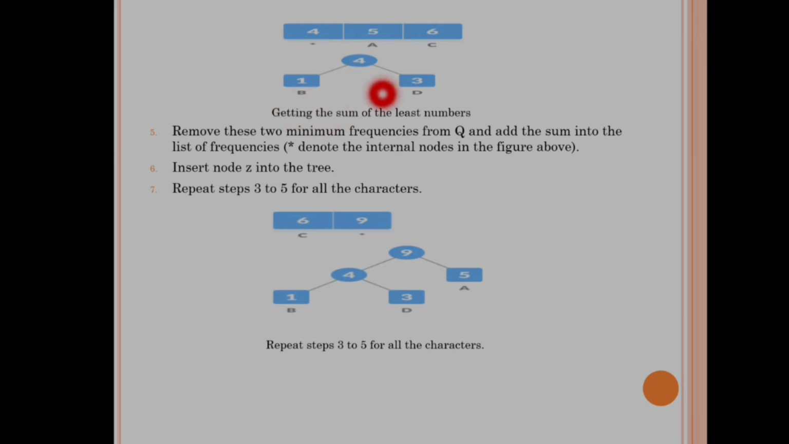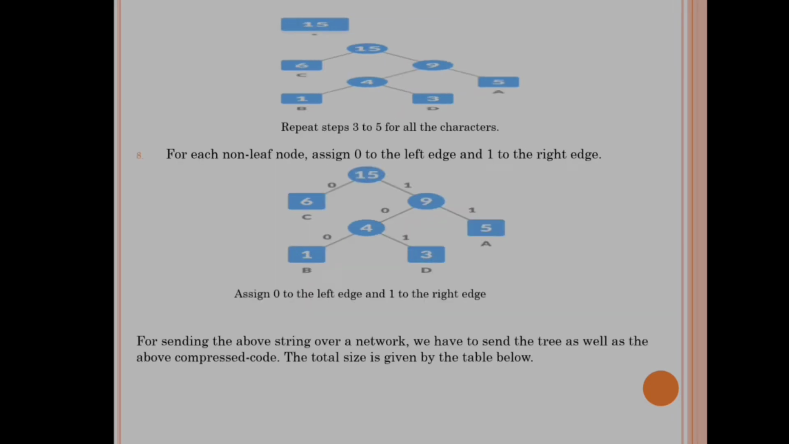So here 1 and 3, and the sum of these two is 4, and then remove the two minimum frequencies from the priority queue, and add the sum into the list of frequencies, and then again insert node Z into the tree, and then we will repeat steps 3 and 5 for all the characters, and finally we will make a tree with the same procedure.